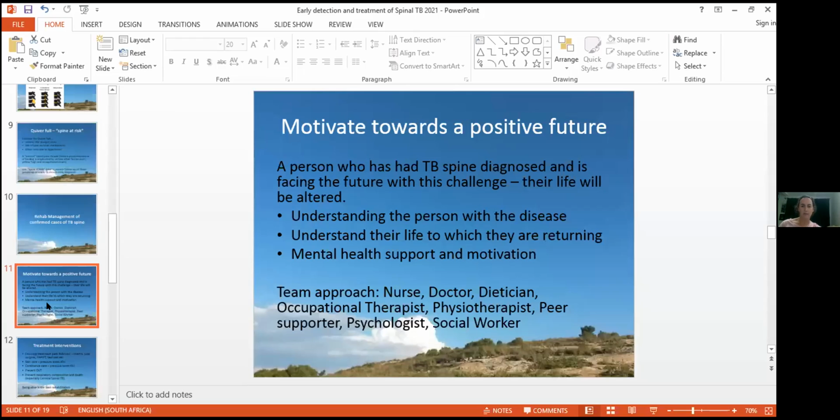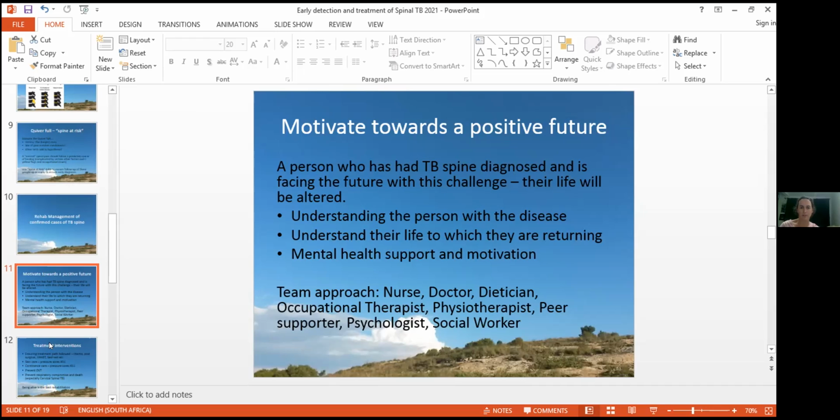pills. So you need to understand the person with the disease, understand the life to which they're returning, and provide mental health support and motivation. A motivated patient is more likely to stay alive, complete their treatment and win. And you need a team approach.